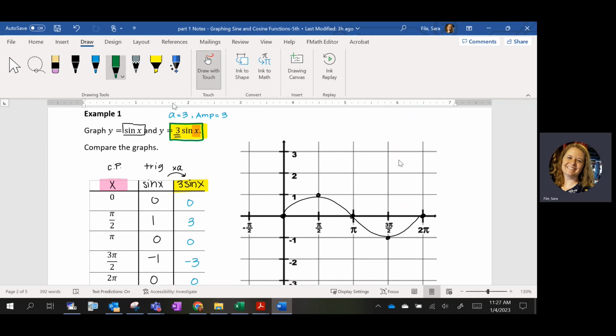So I'm going to plot those points. So 0, 0. So that didn't move. Pi halves 3. Pi 0. 3 pi halves -3. And 2 pi 0. And then I'm going to sketch that curve.